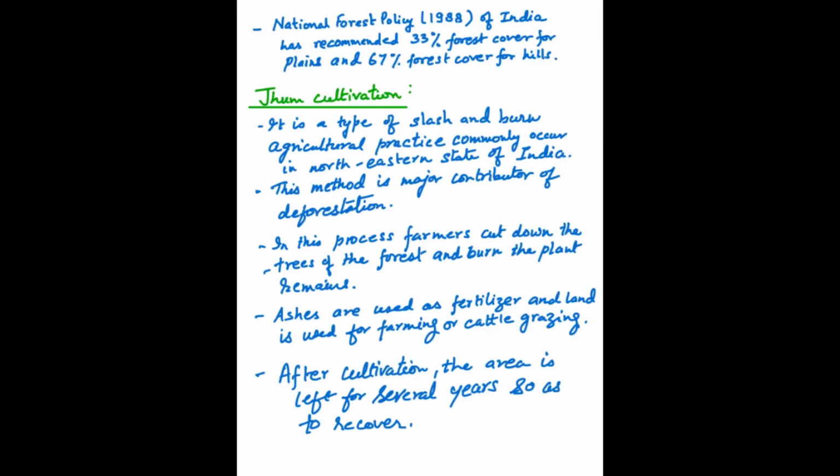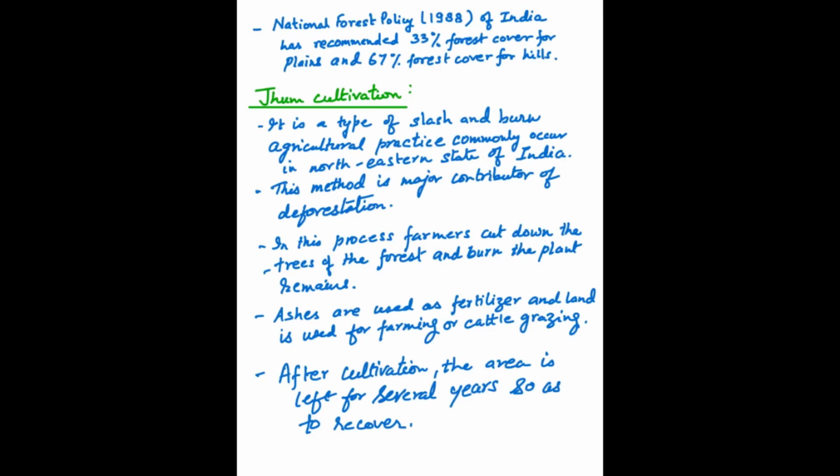Now coming to jhum cultivation, what is this? This is a type of slash and burn cultivation practice for agriculture, and this was in the northeastern states. This happened very commonly. This was actually initiated by the nomads in places. So what happens in this? The farmers cut down the trees and forests and burn the plant remains, and use those ashes as fertilizer for the lands. And this is a major contributor to deforestation.